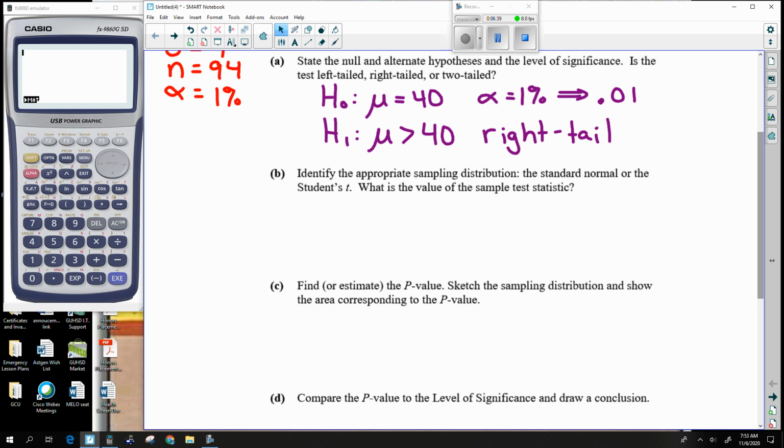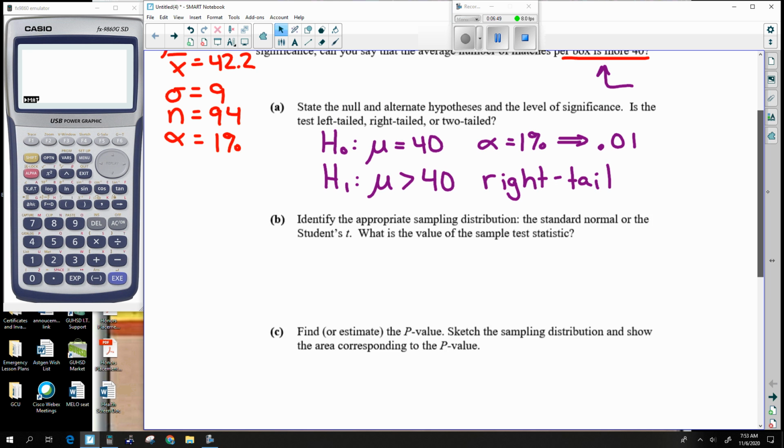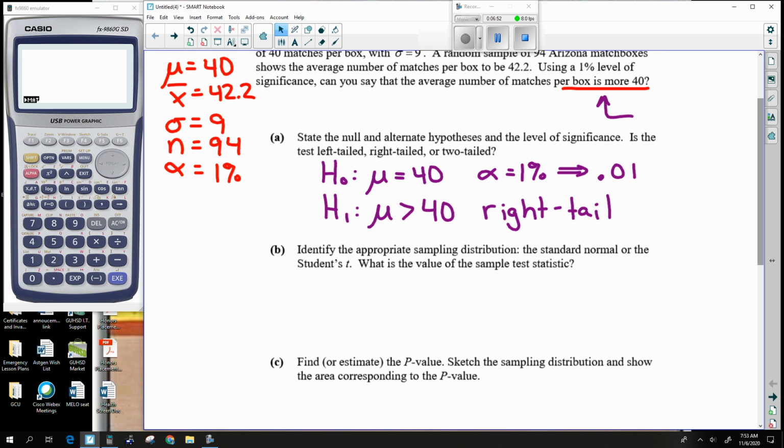All right, next question. Identify the appropriate sampling distribution, the standard normal or student's t. What is the value of the sample test statistic? Okay, here's the one math problem that is in here. So the first thing that we need to know is, is this a standard normal? If it's a standard normal, aka you're talking about a z, okay, this is a z.